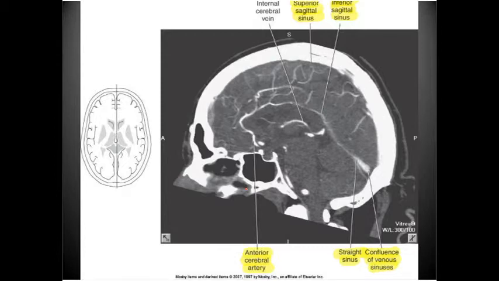So once again, we're looking at the sinuses. We have the anterior cerebral artery here with all of its branches. But then we also have venous return very quickly. We have the straight sinus, the confluence of sinuses. We have the superior sagittal sinus.